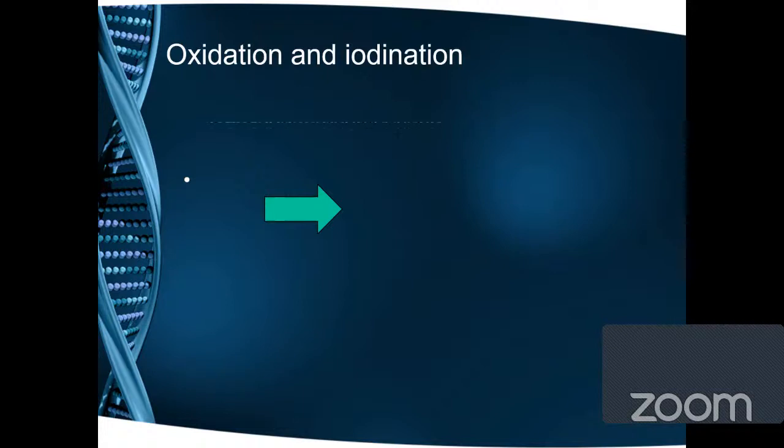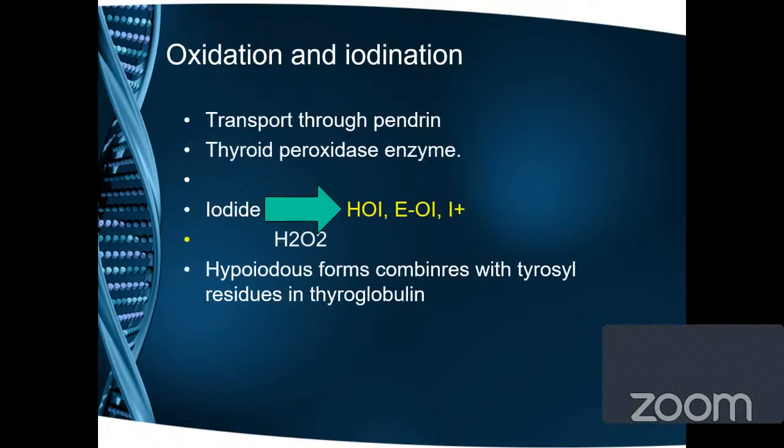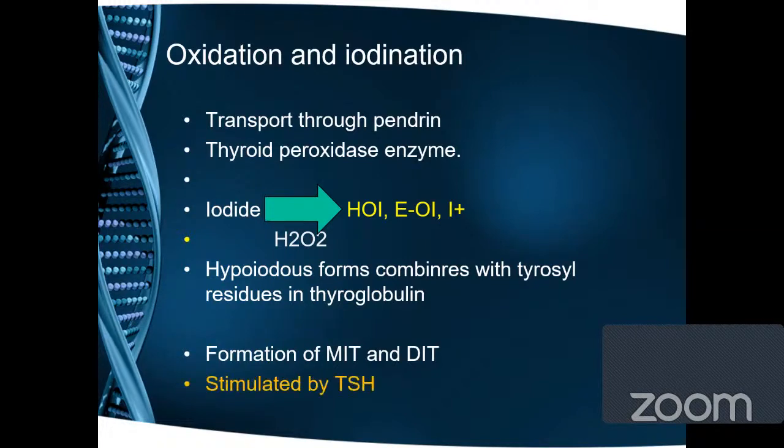So, I told you that there is thyroid peroxidase enzyme which brings about the oxidation, formation of those iodous forms. They will be combining with the tyrosine residues and there will be formation of MIT and DIT. This step will be again stimulated by TSH. This is very important thing that all those steps are TSH dependent. Okay. And it is inhibited by thioamides. Afterwards, we'll see the thioamides are anti-thyroid drugs which can inhibit those steps.